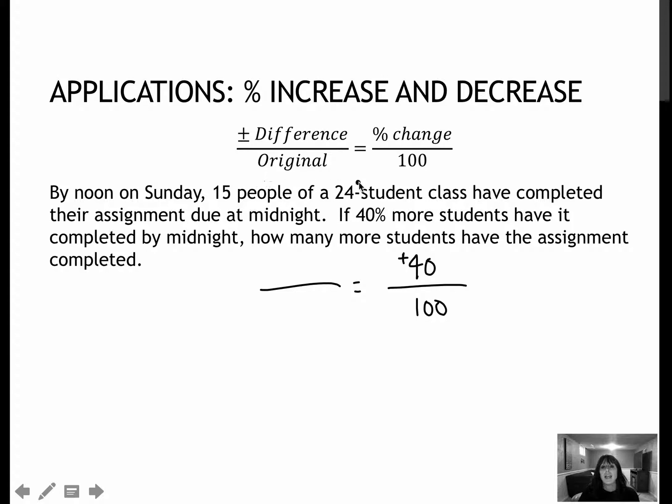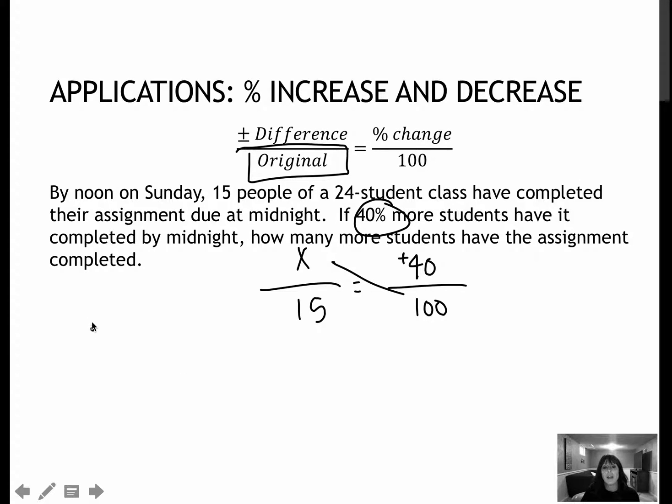I have 15 and I have 24, and I don't know which one to use, so let's take a look. What's the original? How many students did I start with? I started with 15 people that had it done. So 40% more would be 40% more of that 15. And that means I'm trying to find the number of students that are different.